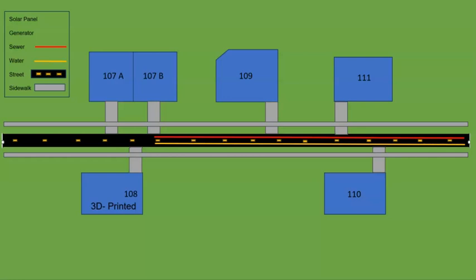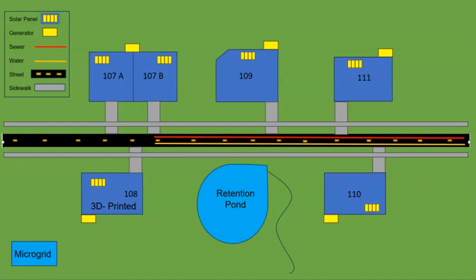As you can see, we also have solar panels being installed on each one of the attached and detached units. In addition, we will have generators installed. For the attached units 107A and 107B, they will have a shared generator. This is important to note while filling out the unit mix resilient innovative design description. And lastly, the applicant proposes to create a microgrid for the development and a retention pond.